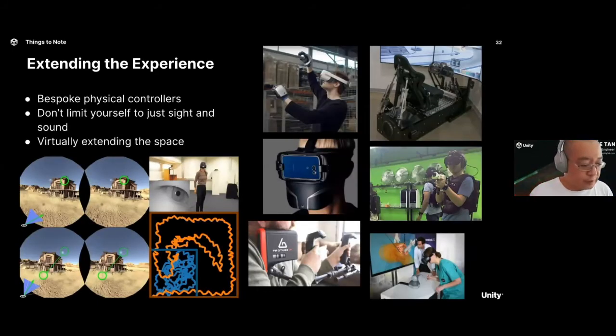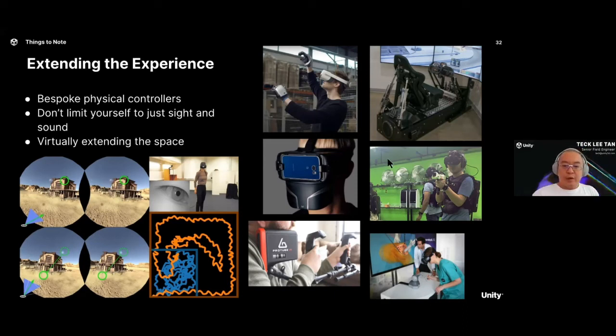So extending the experience is also another interesting one, right? You've got bespoke physical controllers. You've got haptic controllers that are coming out. You've got this really goofy one over here, I think it's still in development. It's a smell-o-vision, I think they call it smell-o-vision. It's literally just simulating odors, right? Smells, which can actually be kind of interesting.